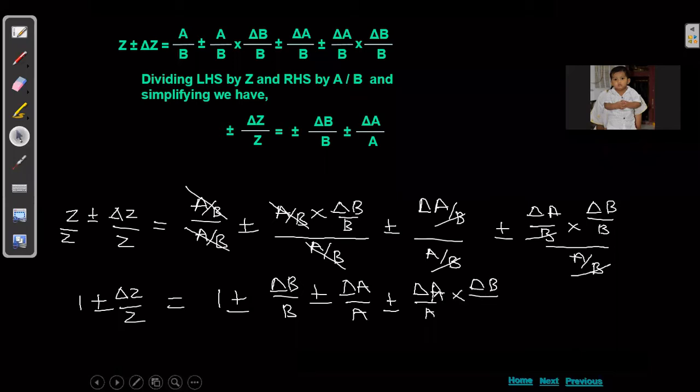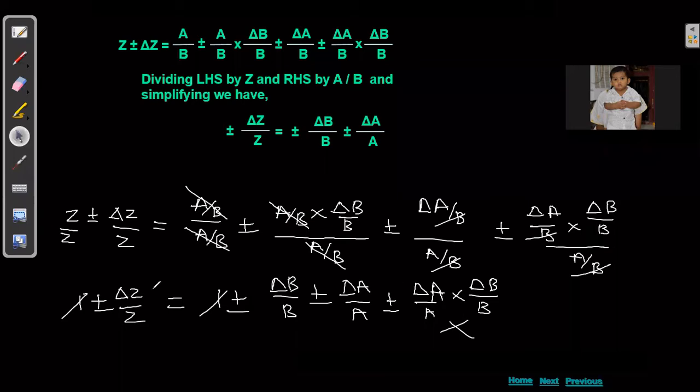And in the last derivation in the multiplication part, we have already seen that if delta a into delta b is there, those values are small and can be neglected. So this part can be neglected. And what is left out? 1 plus or minus delta b by b plus or minus delta a by a is there. So this 1 and 1 can also be cancelled out because the same is there on both sides. Plus or minus, plus or minus, plus or minus. So this term is completely cancelled out.